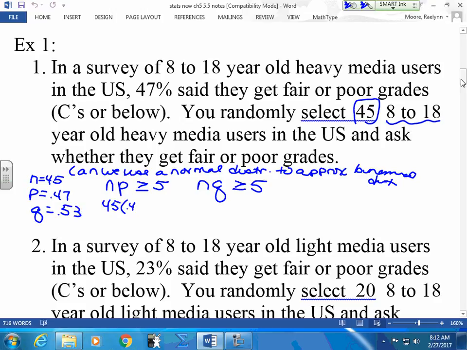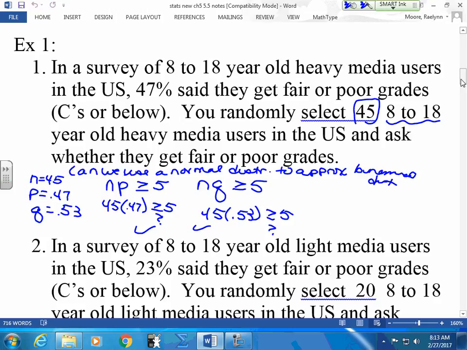45 times this. Is this true? Then we're saying 45 times 53. Is this true? If both of them are true, and in this case they're both true, then we can use a normal distribution to approximate your binomial distribution. If it's not, we stop there, because it's not gonna look like a normal curve. So those are the only two tests that we have to do, just to see if it approximates the normal distribution.